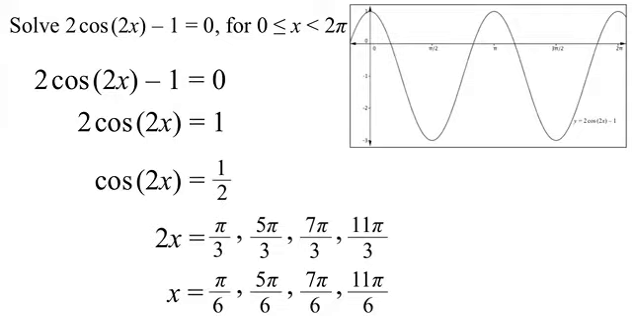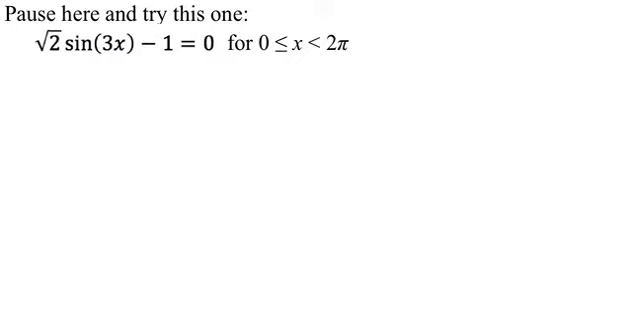What I would like you to do here is pause this now and try to solve this on your own before we go through it. Okay, so pause it here. See if you can solve square root of 2 sine 3x minus 1 equals 0. Again, we're going to look at the domain from 0 to 2 pi. All right, so pause it and try this.